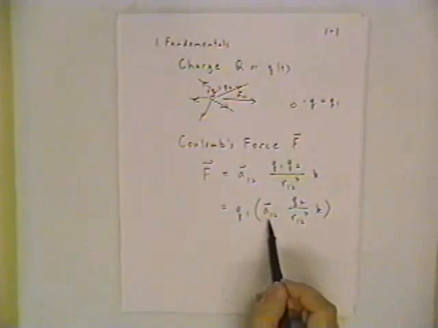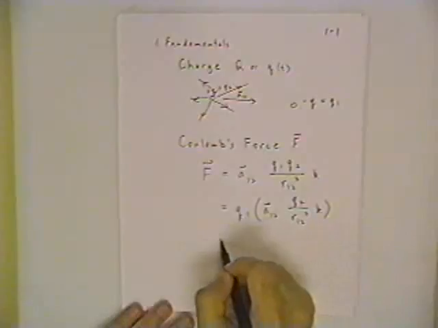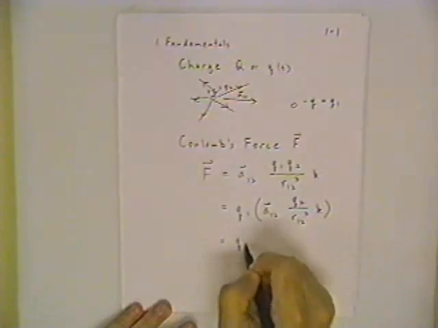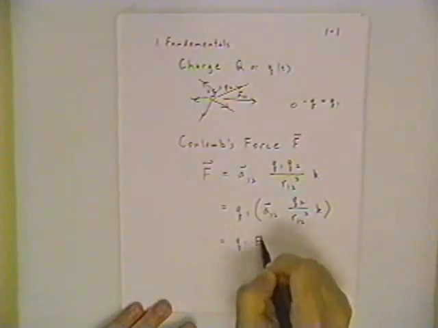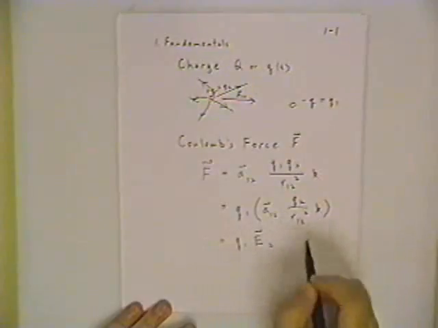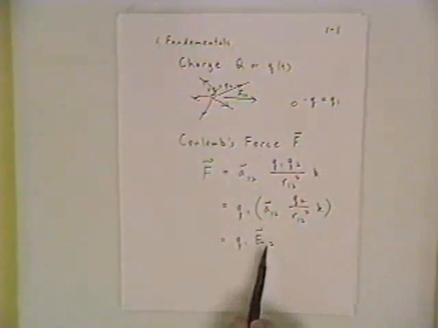Well, what we can do really now is figure that this is a separate vector and define that as a vector field, the electric field. And it makes things a lot simpler to view the problem this way, that you have an electric field due to source number 2, and it's affecting charge number 1.